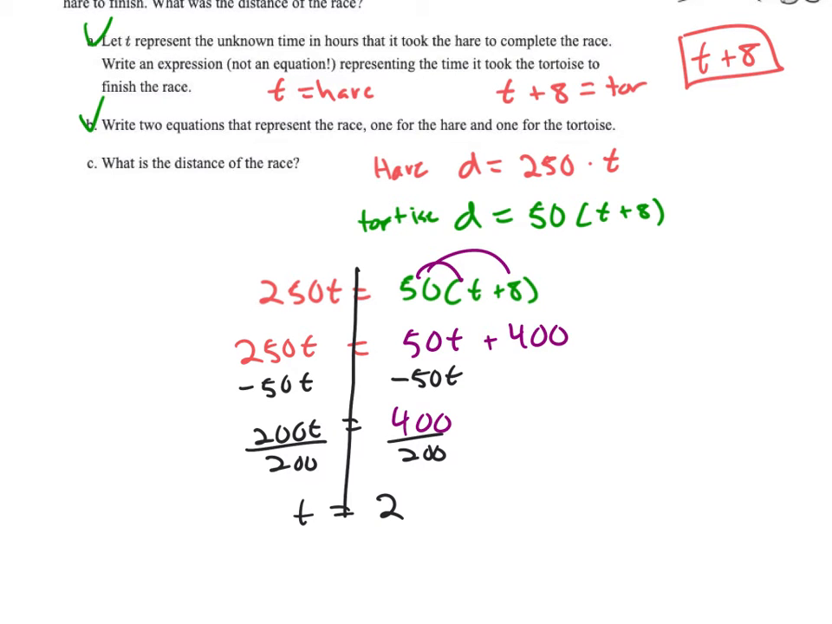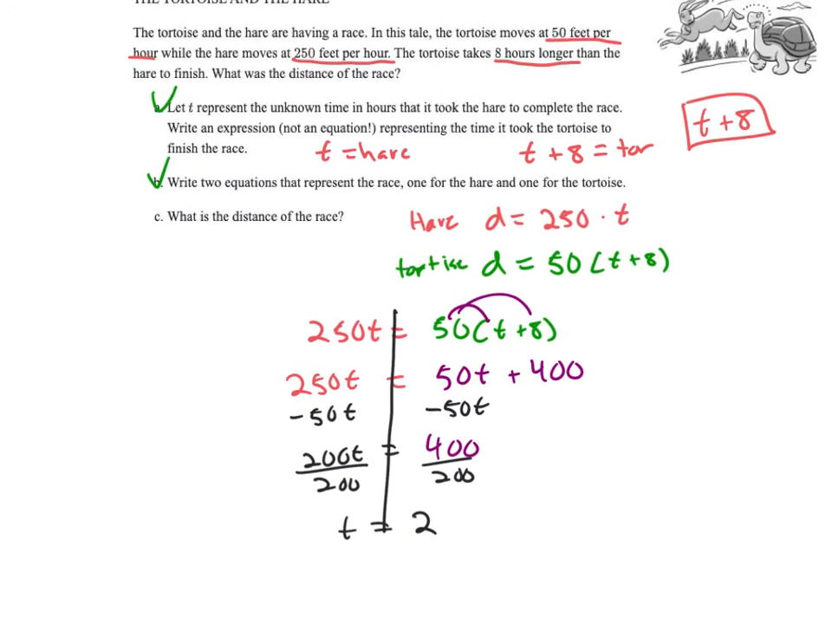Now, this may feel like the end of the problem, but the problem says, what is the distance? Well, remember, t is representing the time it took the hare. So it took the hare 2 hours to run the race. So this is not 2. The distance of the race is not 2, because that would be a really short race and the hare would win really fast.